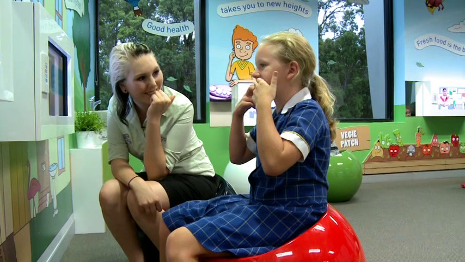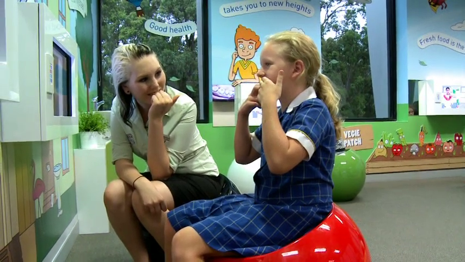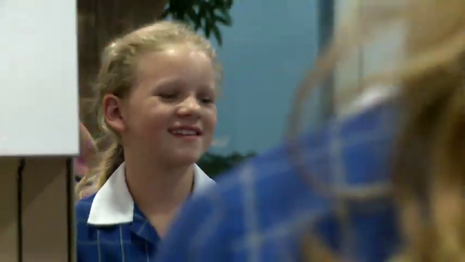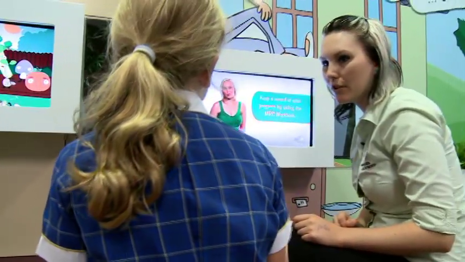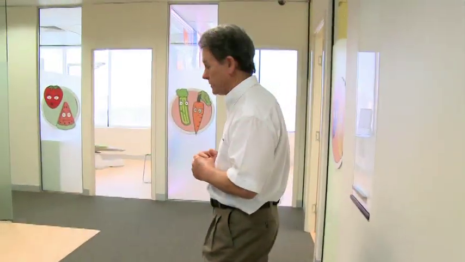So we get the children to look in the mirror and see what their dysfunction is, see their incorrect swallowing pattern, see their mouth open posture, and this makes them very aware that they need to correct it. So very important to have mirrors everywhere so we can explain this to the parents and the patients.